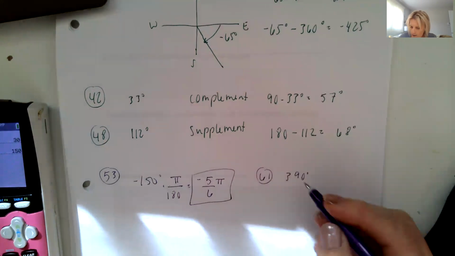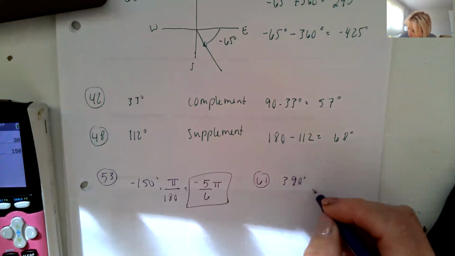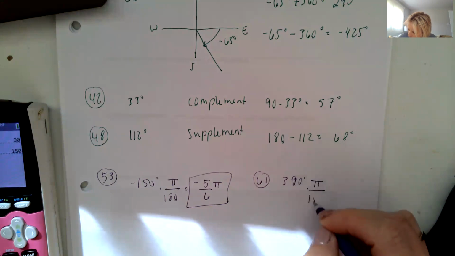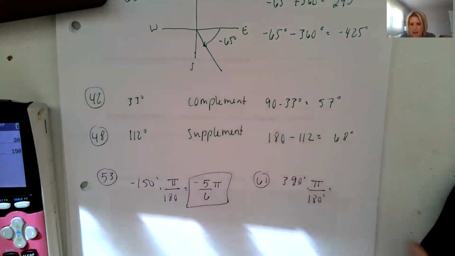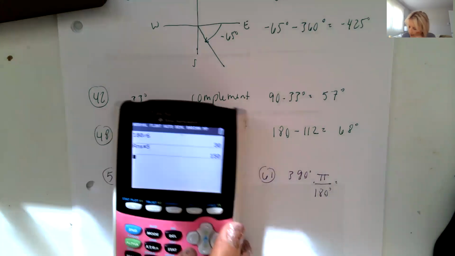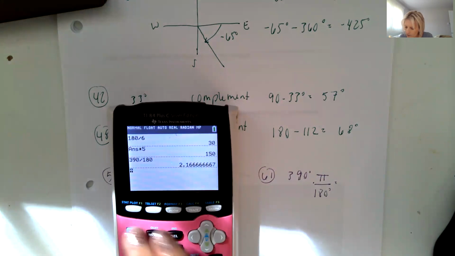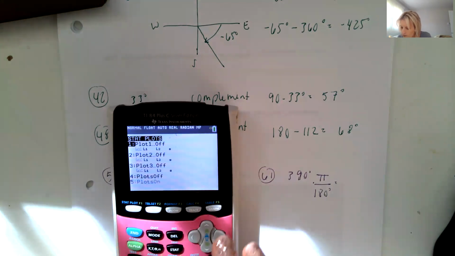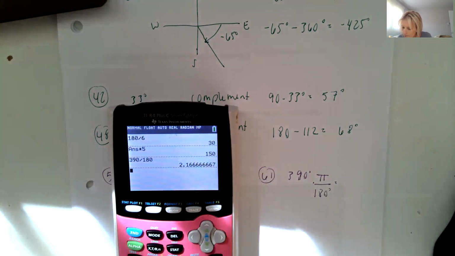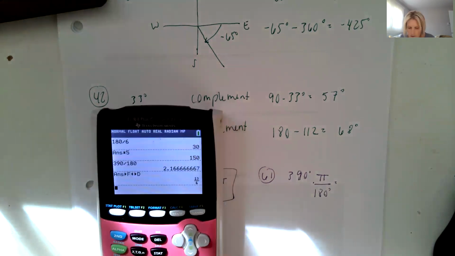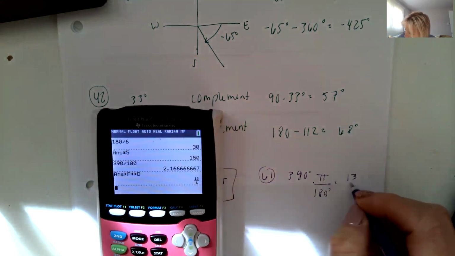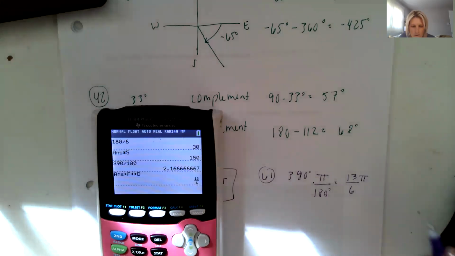Number 61 is 390 degrees, and we want to turn that into radians. So again, we're going to do 390 divided by 180, and then we're going to do our second key in y equals. Sorry, my alpha key in my y equals, and I'm going to choose number 4. If you're doing it in Desmos, there is a unit exchange. I will show you that here in a minute. And that is 13/6. So that's 13 pi over 6.